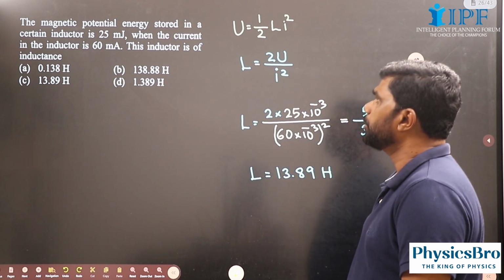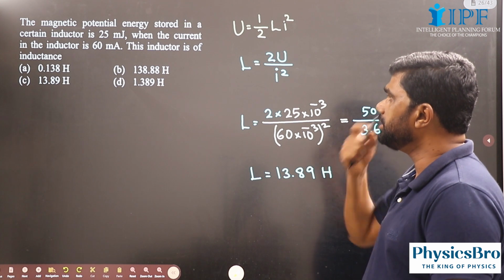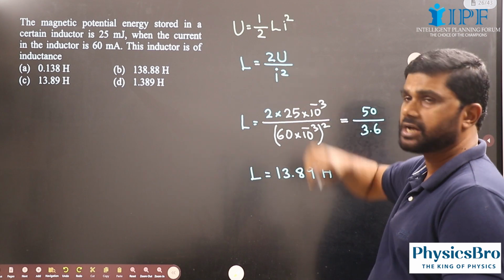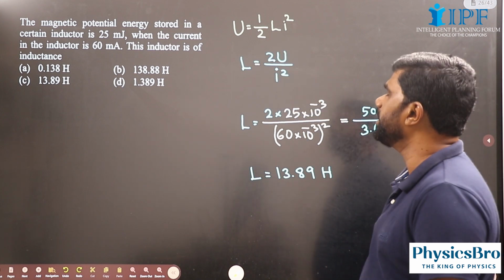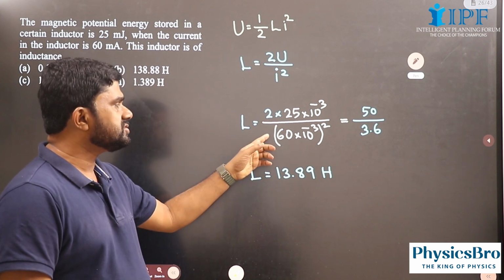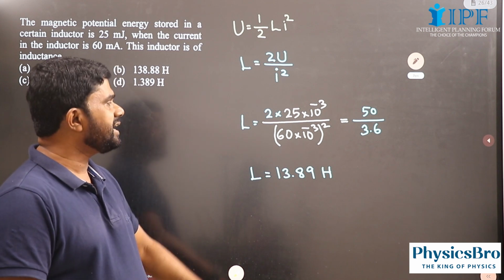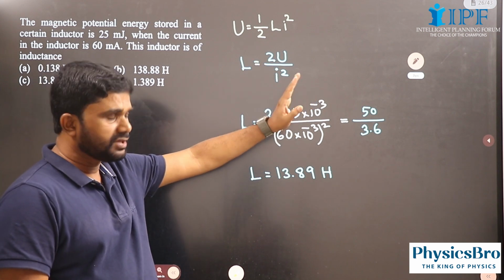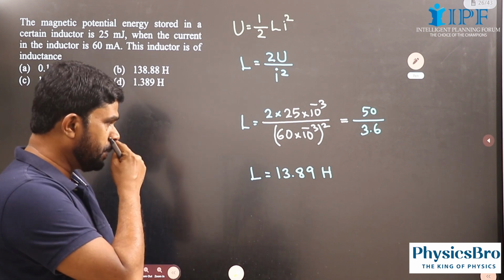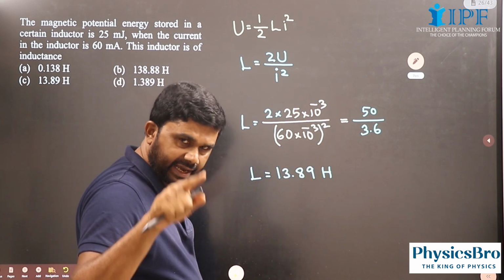Now let's see what we have next. The magnetic potential energy stored in a certain inductor is 25 millijoule and the current in the inductor is 60 milliampere. This inductor is of inductance? U equals half Li square. So L will be 2U by I square, and U is 25 into 10 raised to minus 3 and I is 60 into 10 raised to minus 3. I square will be 60 into 10 raised to minus 3 whole square. See, 10 raised to minus 3 we have in the numerator and also there are two 10 raised to minus 3 in the denominator. So 10 raised to minus 3 from the numerator and one from the denominator can be cancelled.